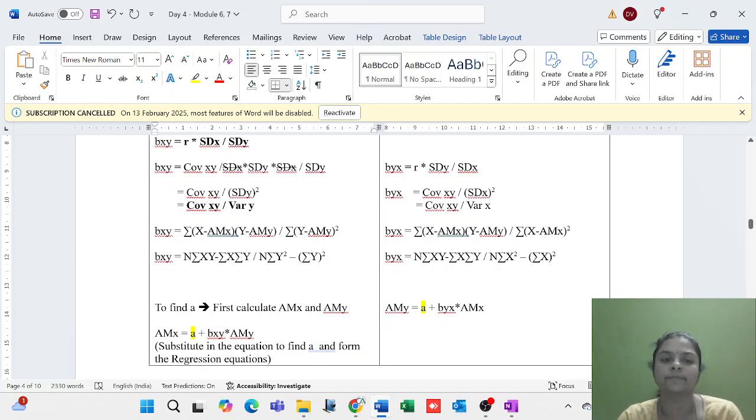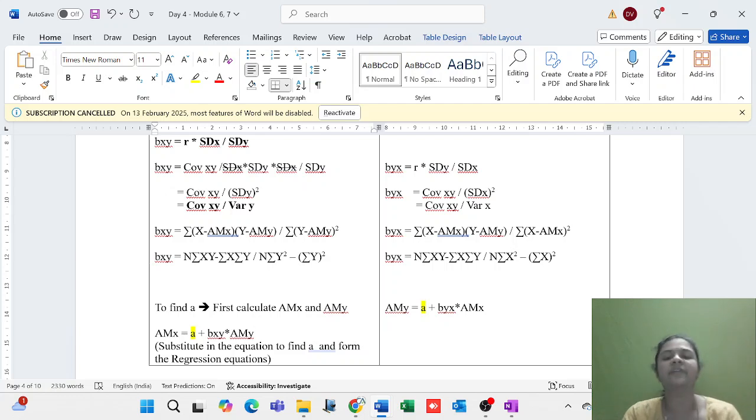Am I clear? Ma'am, can you repeat the last point once? Which one? The arithmetic mean point? After you find the arithmetic mean, you will get the missing figure a.